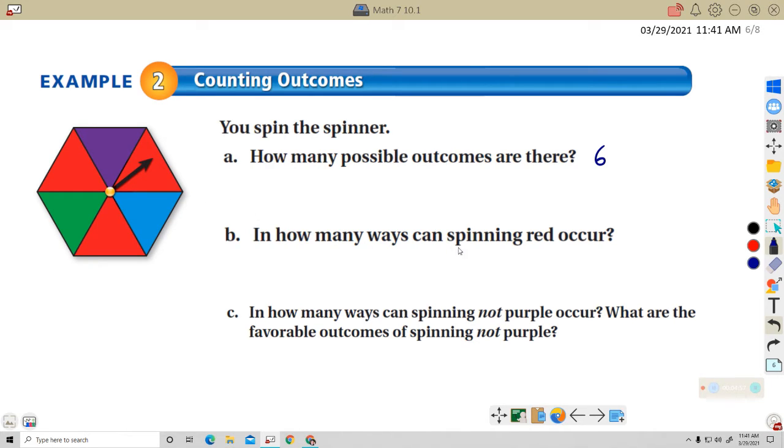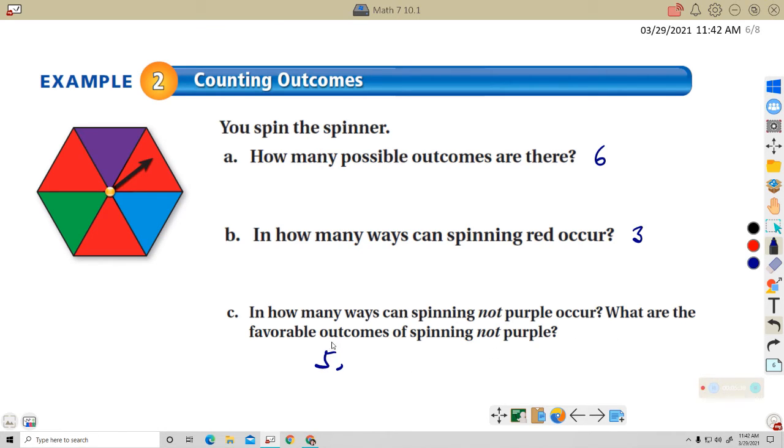How many ways can spinning red occur? Well, we've got 3 possible ways for red. In how many ways can spinning not purple occur? And what are the favorable outcomes of spinning not purple? Okay, in how many ways can spinning not purple occur? 1, 2, 3, 4, 5. There's 5 places that are not purple.